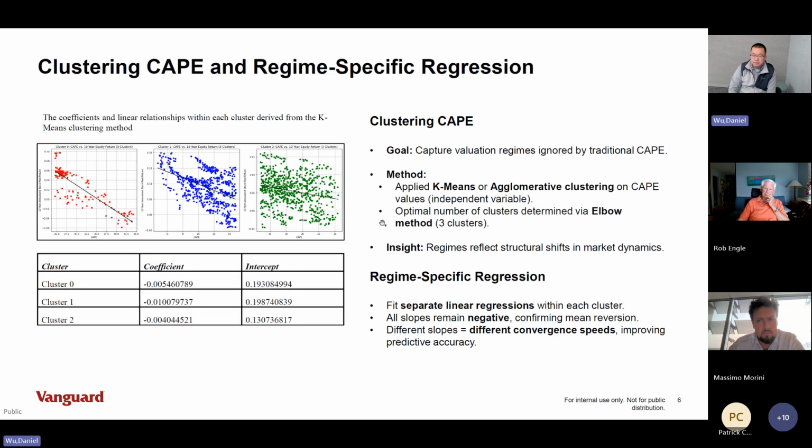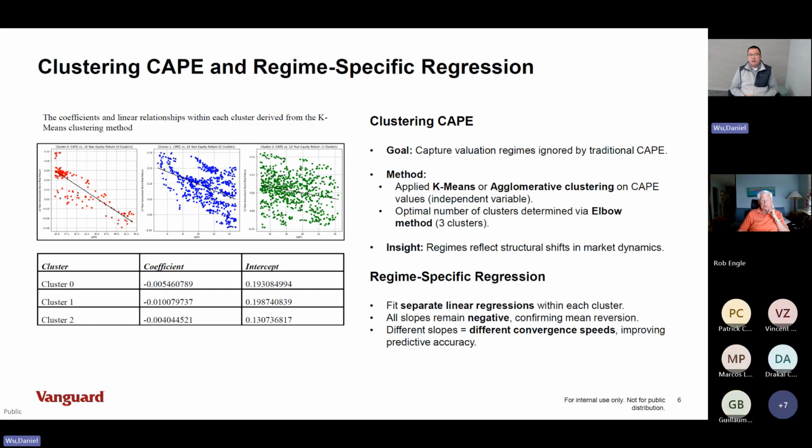Okay, on the first part, as I said, the first step is we try to cluster the CAPE and then run the regime regression.